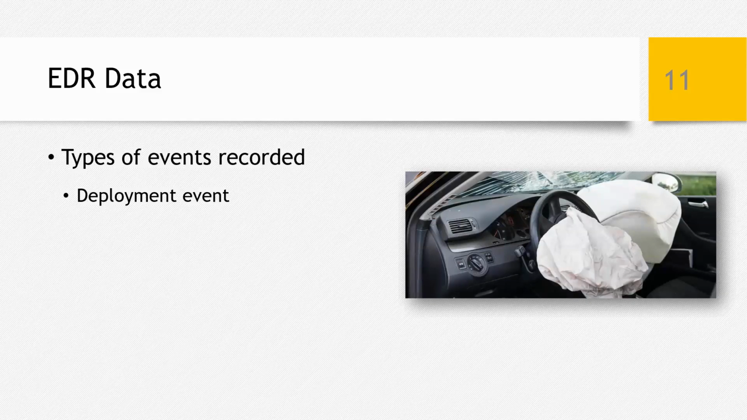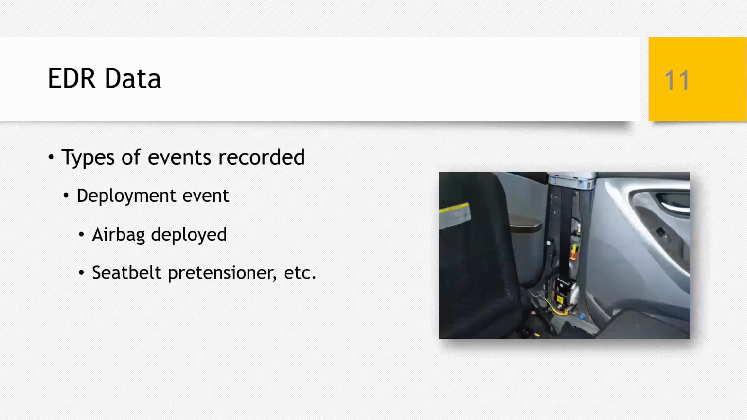The two types of events are, first, a deployment event. A deployment event occurs when a safety system in a vehicle is deployed, the most common of which is the airbag. If the airbag is deployed, that constitutes an event that triggers the data to be recorded to the airbag control module. There are other systems, though, that can be deployed that trigger a deployment event as well, such as seatbelt pretensioners or other pyrotechnic deployment devices in a vehicle.